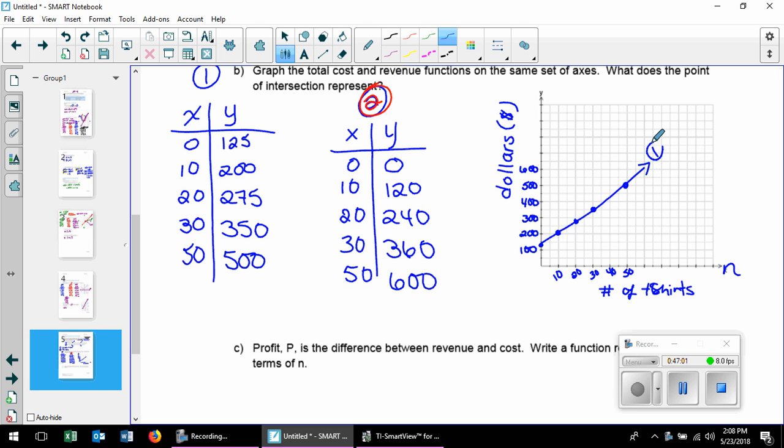So this is my equation 2, right? This one starts at 0, 0, and at 10, I'm at 120, and at 20, I'm at 240, and at 30, I'm at 360, and at 50, I'm at 600.